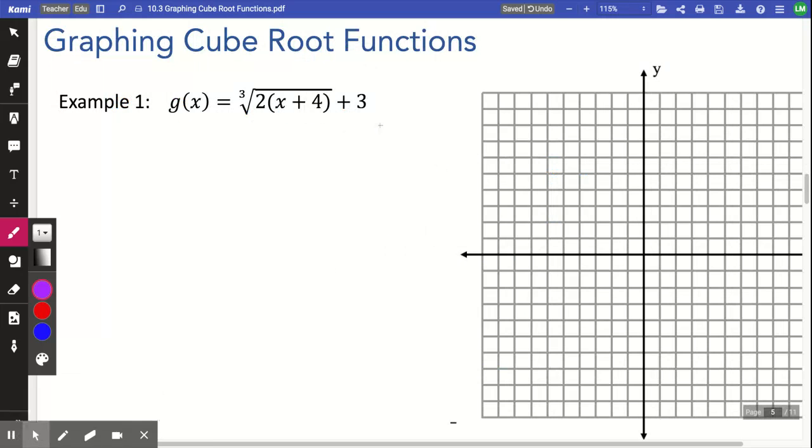All right, here's our function that we're going to graph. We have 3 different transformations happening to it. Okay, we're going to make a t-table to see where this is. But before we do that, we want to find that point of inflection.